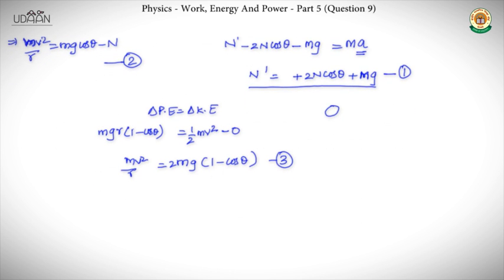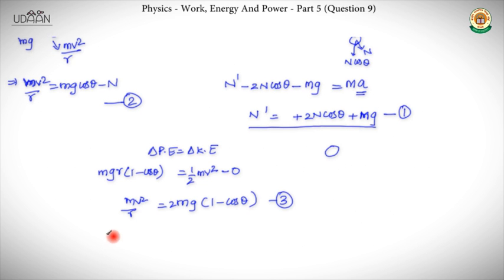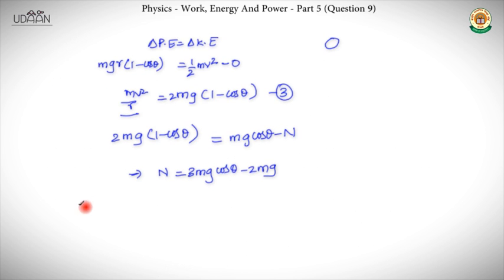From equations 2 and 3, we will be getting 2 mg into 1 minus cos theta is equal to mv square by r, and substituting its value in this equation, this will be equal to mg cos theta minus N. Just by solving the equation we will be getting N is equal to 3 mg cos theta minus 2 mg.